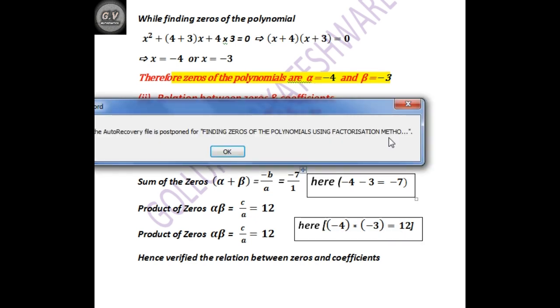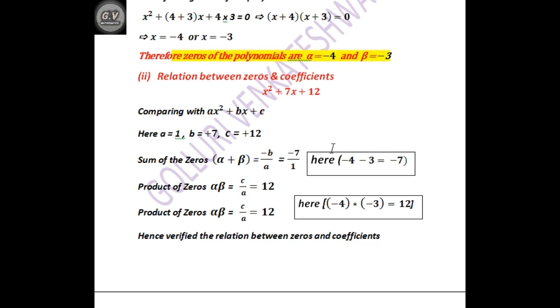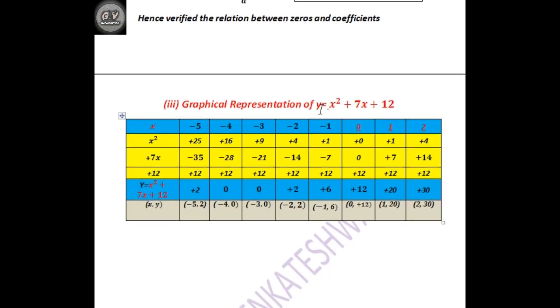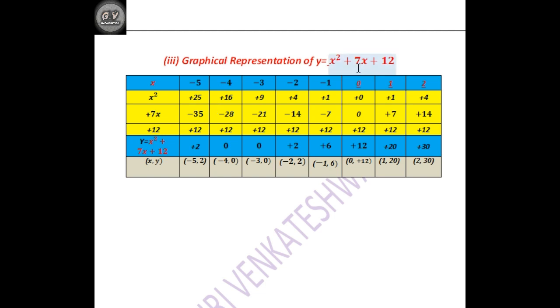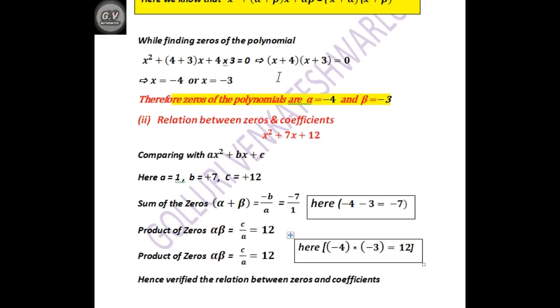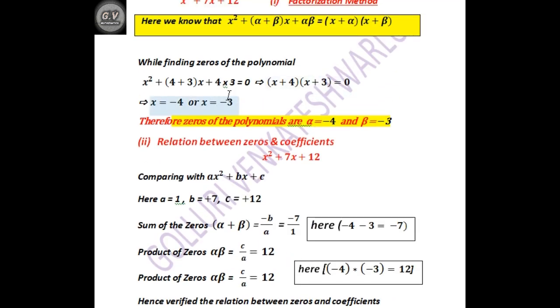Next, we need to find it with the help of graphical representation. Here in the third case, the graphical representation is y is equal to x square plus 7x plus 12. Look here, according to the factorization method, minus 3 is the least zero.